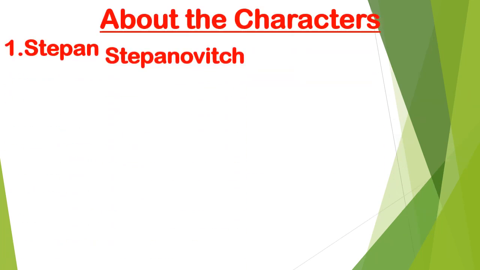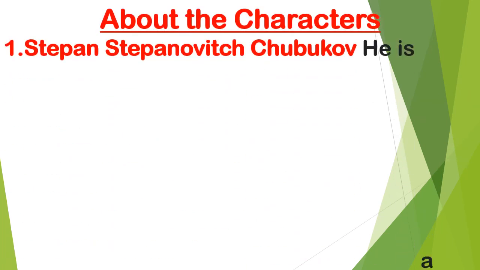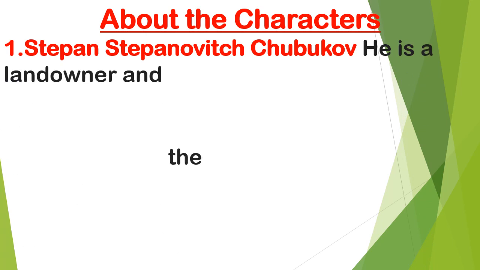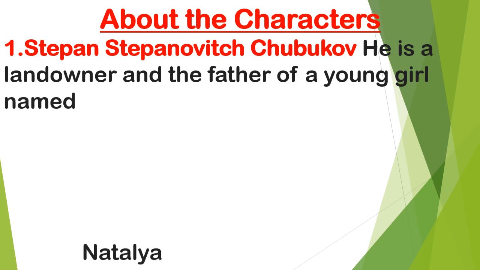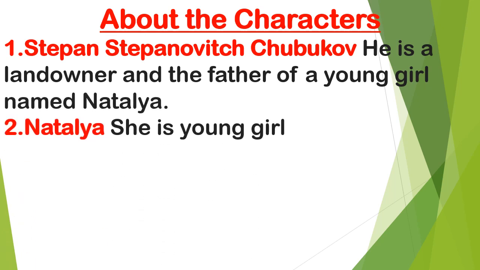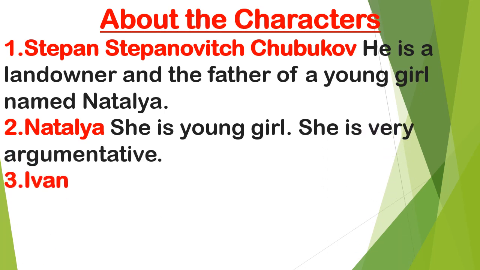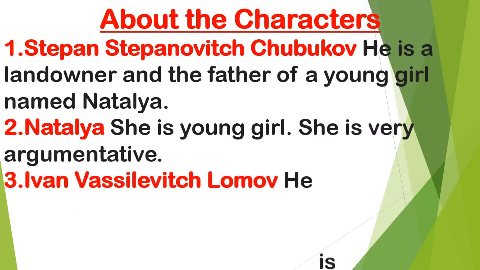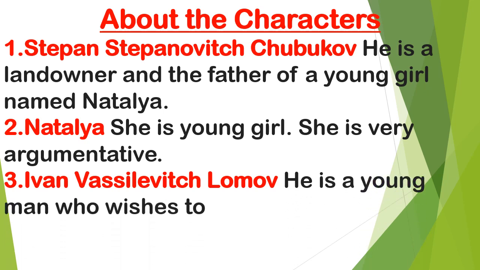Now let us read about the characters. First is Stepan Stepanovich Chubukov. He is a landowner and the father of a young girl named Natalia. Second main character is Natalia. She is a young girl. She is fussy and argumentative.